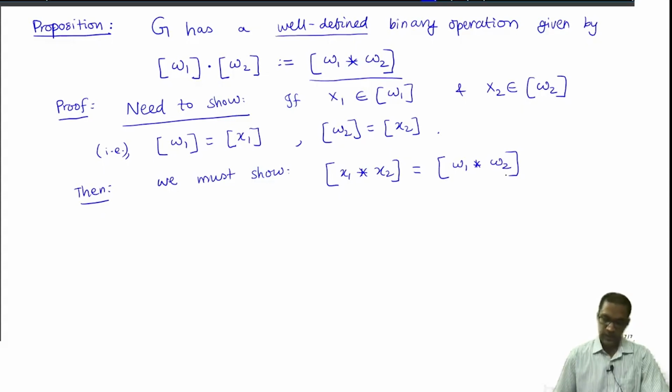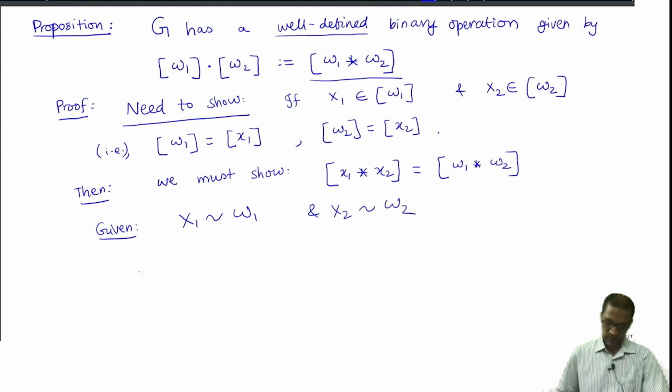Okay, so let's prove this. Again, it comes about from the special way in which the equivalence relation was defined. So observe, what are we given? We are given that x1 and w1 are equivalent to each other. What's given is the following: these two are equivalent, and what we need to prove is that the concatenations are equivalent. x1 star x2 is equivalent to w1 star w2. Okay. So what does equivalent mean?